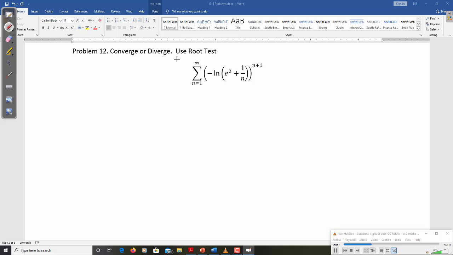Let's look at an example. So here we've got a convergence or divergence test, and we want to use the root test. So this is the nth root.